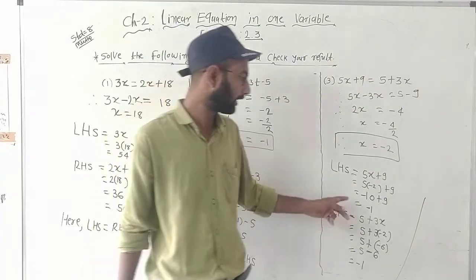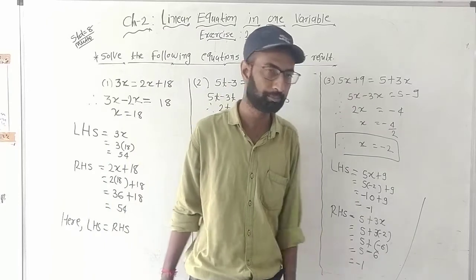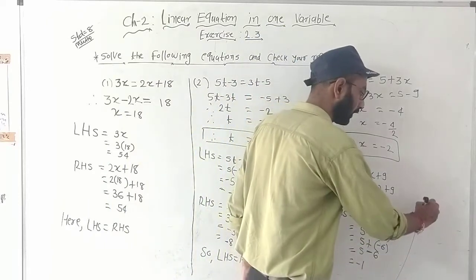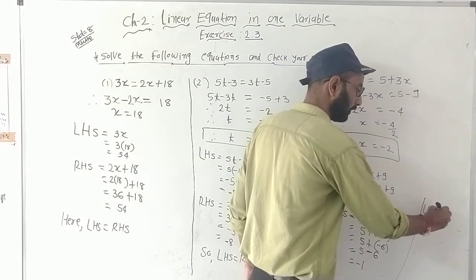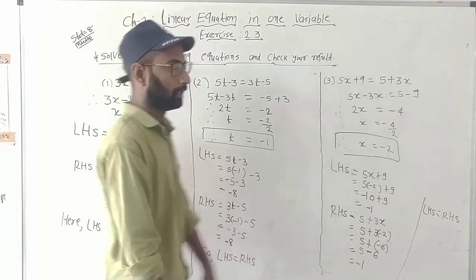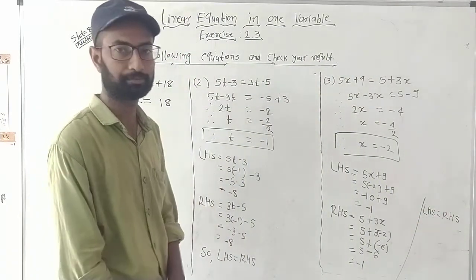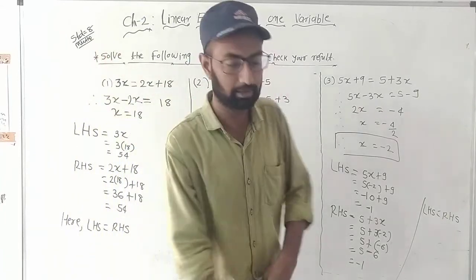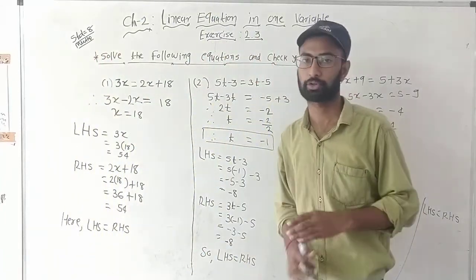So here again we are getting LHS and RHS the same. So you can write here, LHS is equal to RHS. Okay. This is how we can verify and check whether our answer is correct or not.